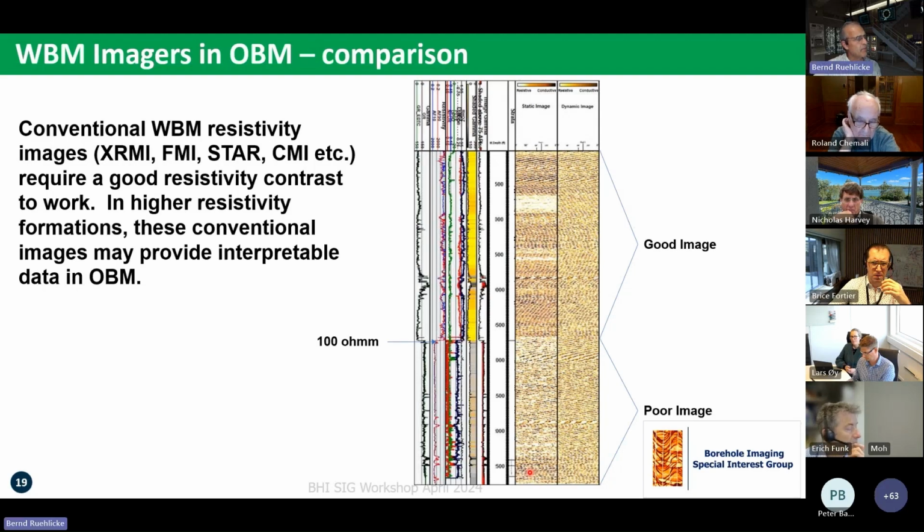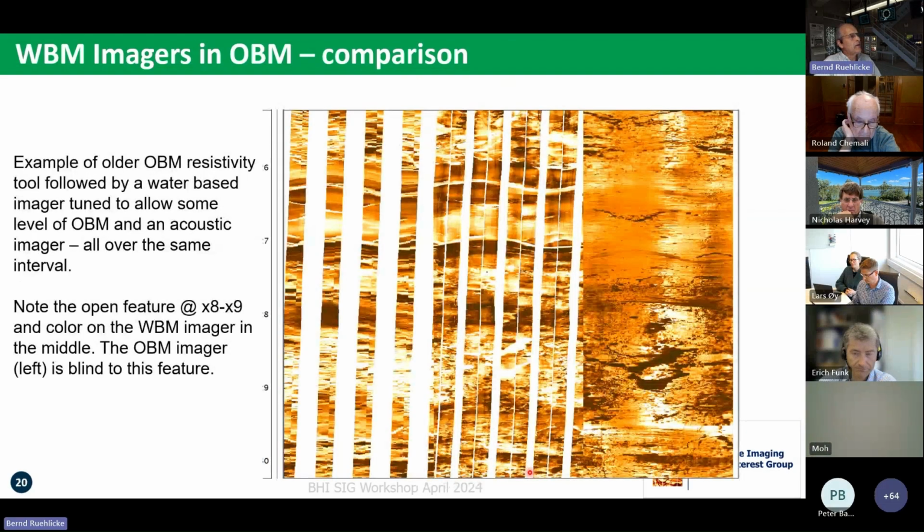There is also an example where we have, in this case, a classic oil-based mud tool to the left. So these are 3 different images shown here, run over the same interval. So this is the classic 2000 model oil-based mud imager. And in the middle, we have a water-based mud imager run in the oil-based mud. And then on the right, we have a classic acoustic tool. And shown here, it is a high resistive rock, and it seems to work very well.